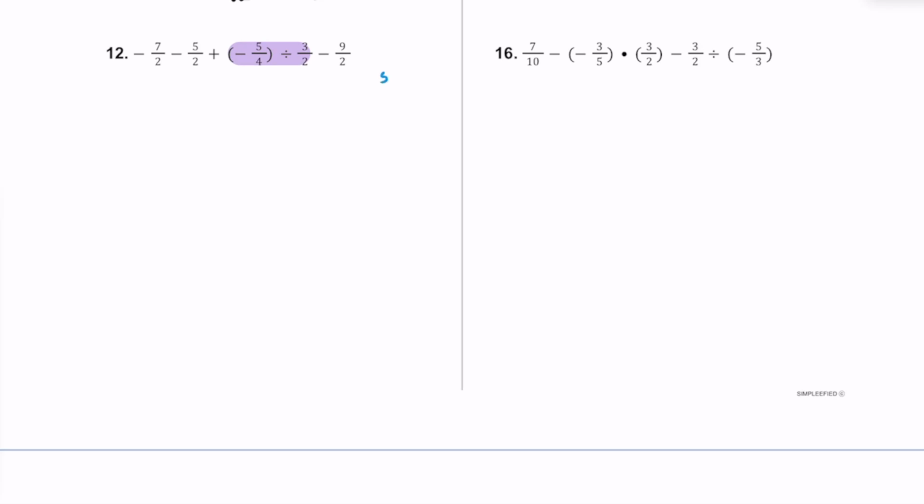So I'm going to ignore the negatives for now. Let's just do 5/4 and multiply by the reciprocal. That's going to be 2/3. We can go ahead and cross cancel.